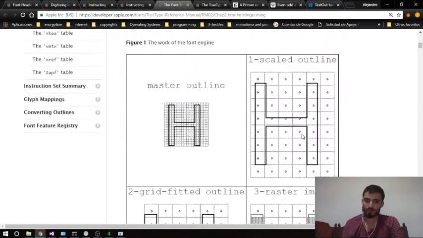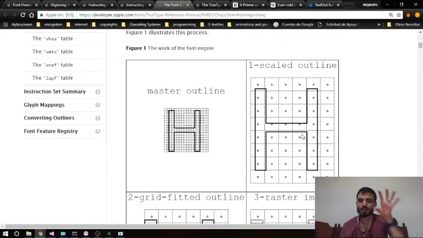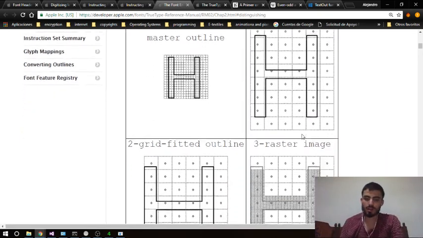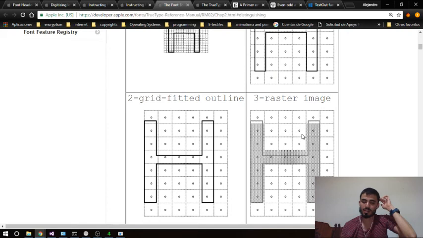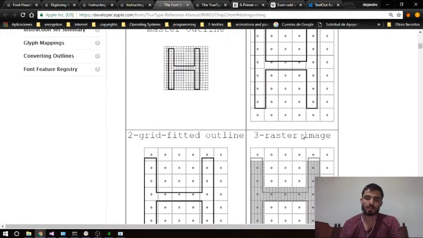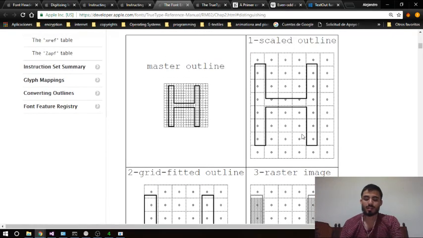Basically, we have to get the master outline, scale it to the size that we want, then fit it so it fits correctly, feels good, and is smooth in the corners, with no jagged lines, and any other stuff that we can encounter with the glyphs. And finally, we have to rasterize it. It's a complete process. It's really cool.